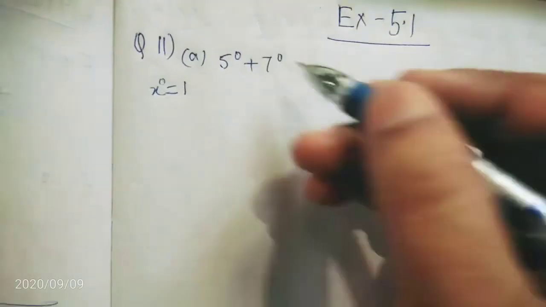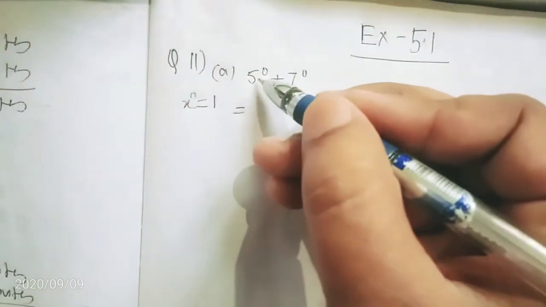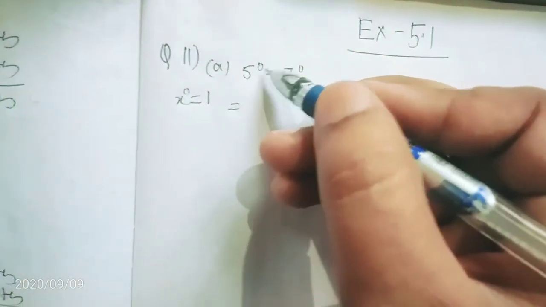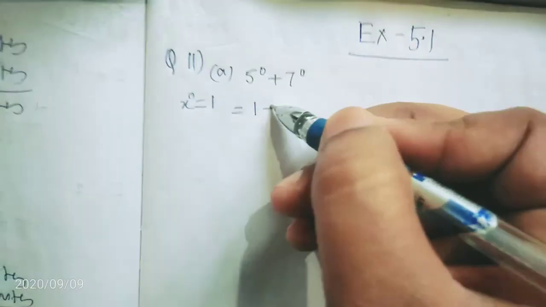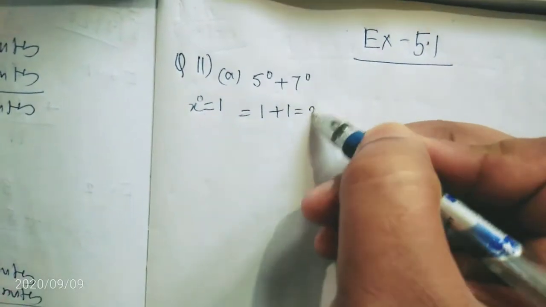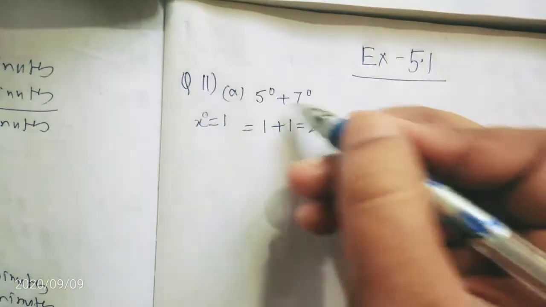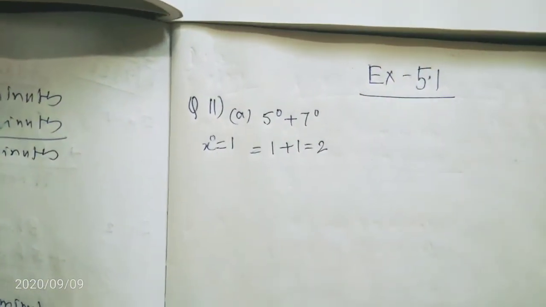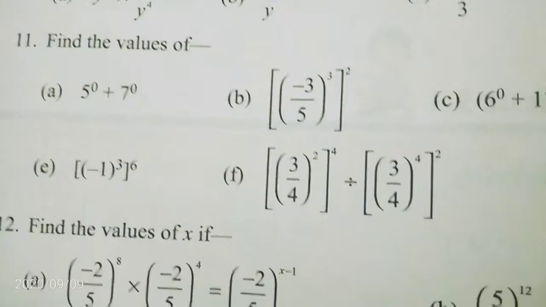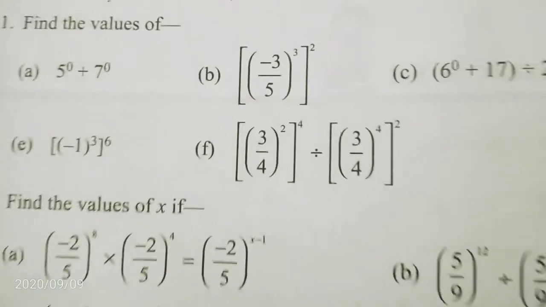Here also it is the same thing. Any number which has power 0 is 1. So this is 1, this is also 1, and 1 plus 1 is 2. So this is the value of this question. Here in this question you have to find the values, that means you have to calculate. So let's do B number.